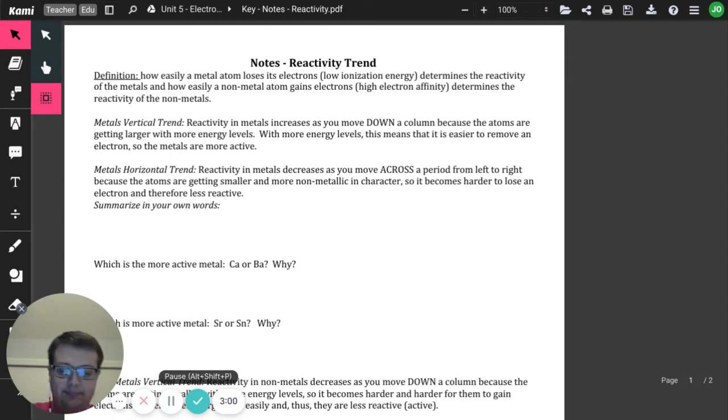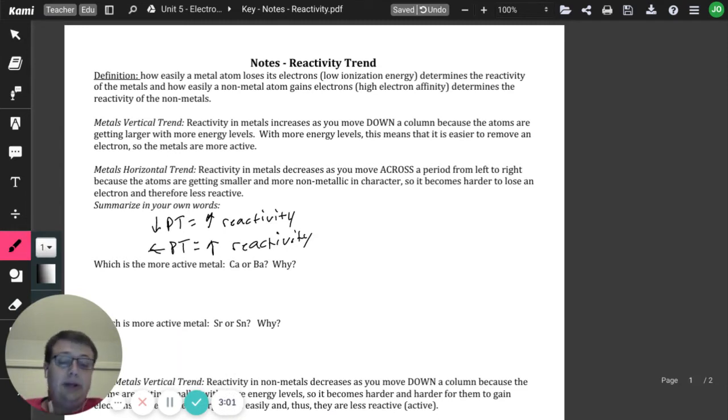All right? Okay, so here is our trend for metals in terms of reactivity. Essentially, as you move down the periodic table, it is going to have greater reactivity. And as you move left on the periodic table, it is going to have greater reactivity. Okay, that is going to be your trend for metals.